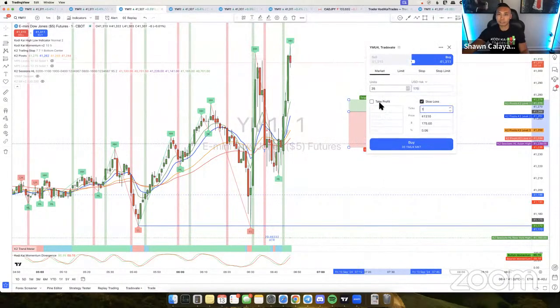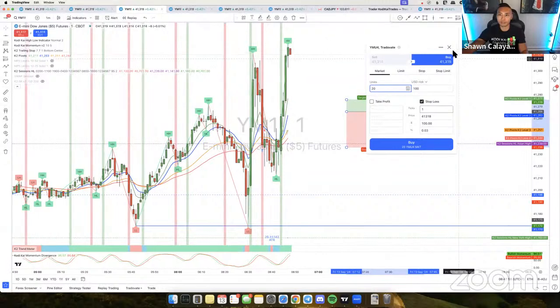If you open TradingView, just open this up on the futures chart. You just put 1 point right there or one tick, and then your risk, you want to risk 100, right? So that's 20 units, which is 20 contracts. This is doable. This is allowed if you're on a 300K account on Apex.